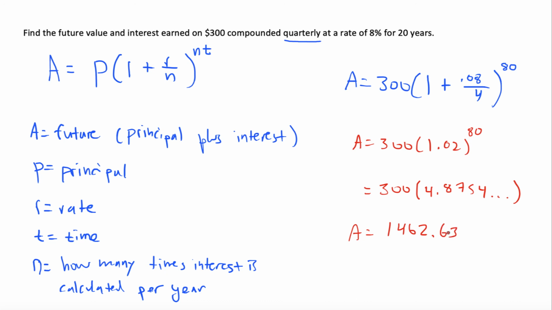So the main point to remember here is don't round it at each step. Leave the calculation in your calculator and just do the next calculation. So we should get this final answer, $1,462.63. Notice that this is the future value, though. So that means that the interest is going to be this amount minus the principal. So the interest earned will be $1,162.63. Make sure you understand the difference between what is calculated and how to find the interest.